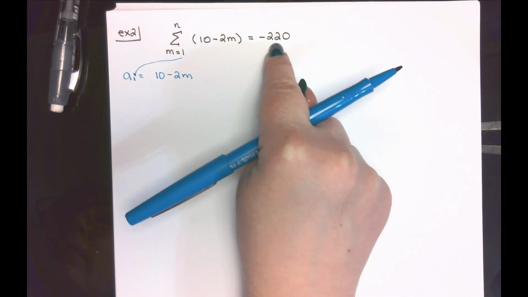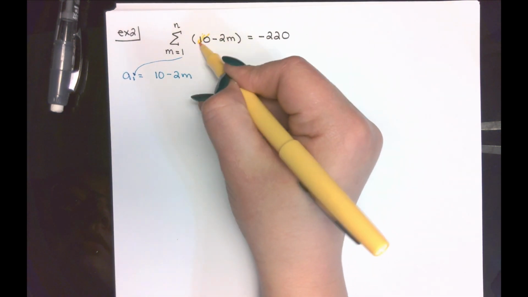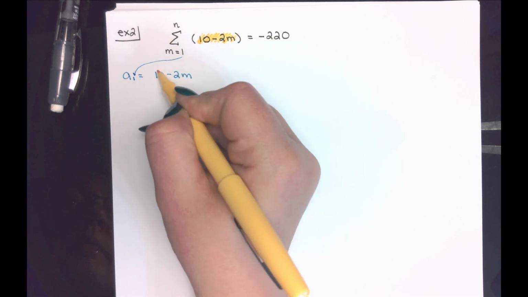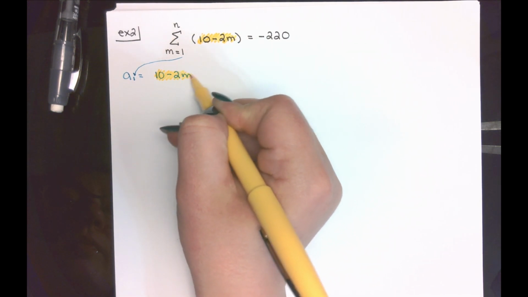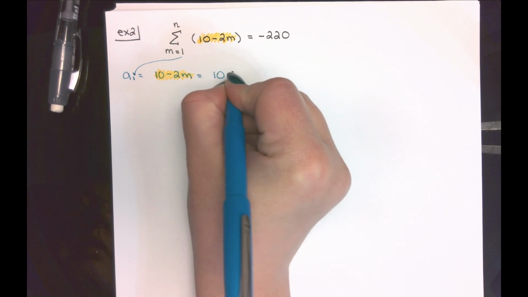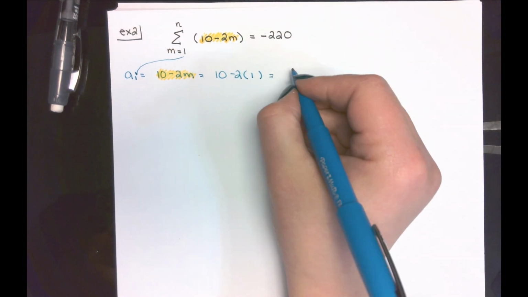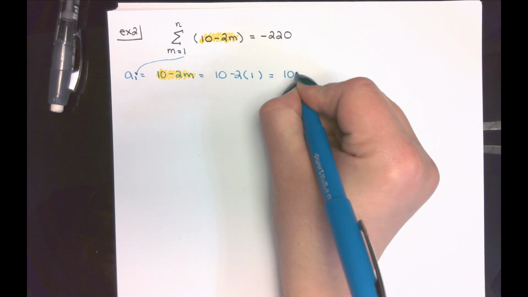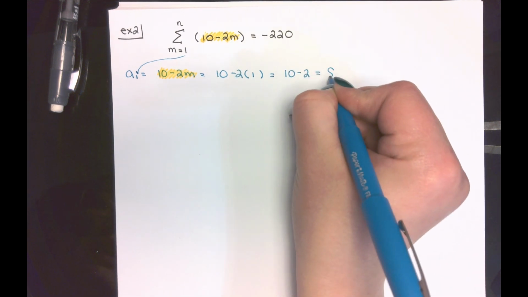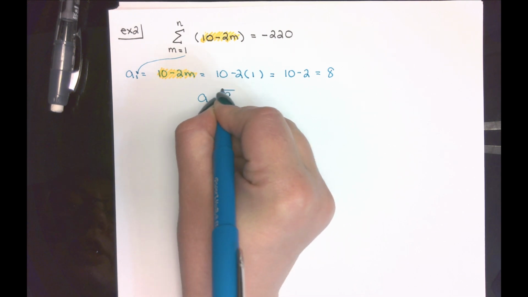Don't write this down. This means something else. Just the inside. Okay. Then you're going to open up your m, put in your lower limit, which is 1, and we're going to solve. So 10 minus 2, we get 8. What does that mean? The term in the first position, in the lower limit position, is 8.